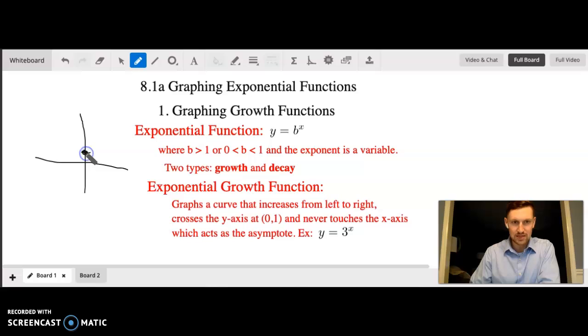Okay, so that's your main point. If I was going to do a quick freehand of this, it's never going to touch the x-axis. It's going to cross there, and then it's going to grow exponentially. Okay, and it's going to be a smooth curve, as smooth as I can get it there on our screen. But essentially, it's a smooth curve.